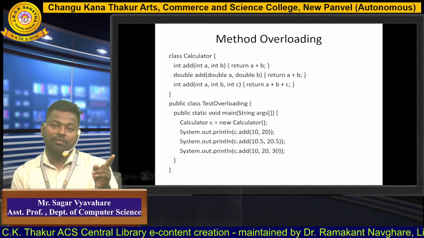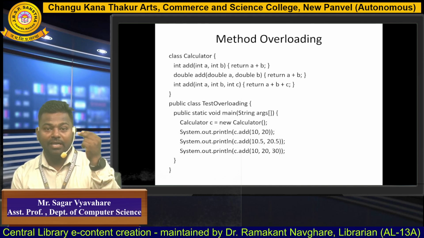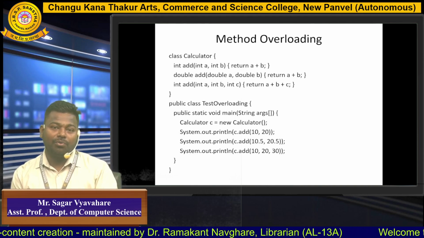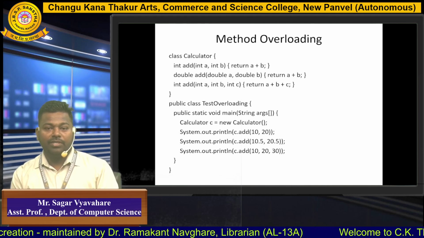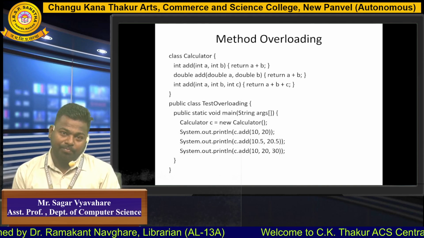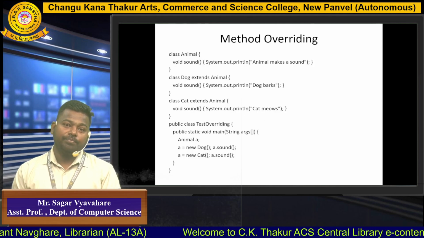So what will the output be in each case? The first method, which accepts two parameters 10 and 20, will return 30. In the second, it will return 31.0, and in the last one, which is 10 plus 20 plus 30, it will return 60. Got it? Okay, students. So this is what method overloading is.